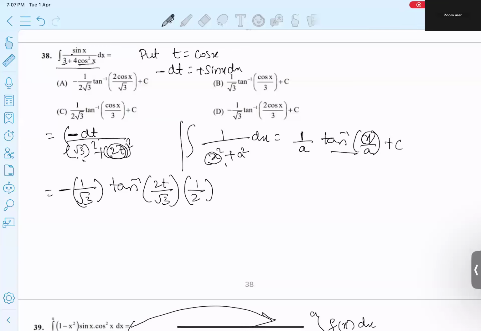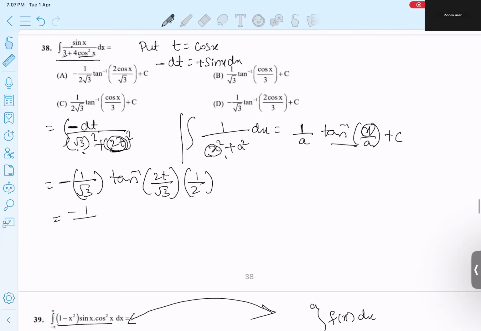We multiply only for the chain rule in differentiation. In integration, after integrating, we have to differentiate that. 2t differentiated gives you 2. We have to divide by 2. So the final answer will be minus 1 by 2 root 3 tan inverse 2t. What is this t value? Cos x by root 3. So this is the required answer. Okay, where is this? It is in option A. Fine, students.